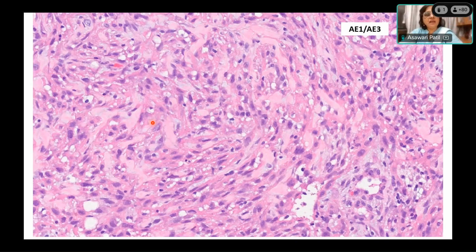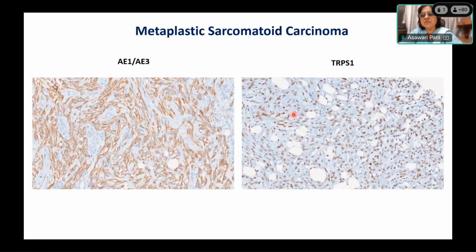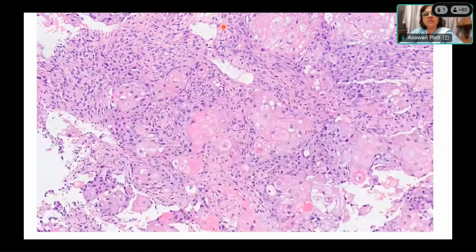So let's see here. A1, A3 here nicely positive, TRPS1 nicely positive. This was metaplastic sarcomatoid carcinoma. This is one type of metaplastic carcinoma. What about this? Another case.